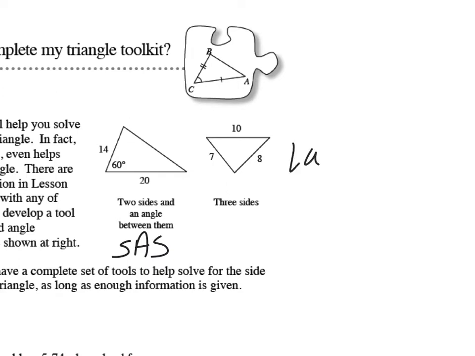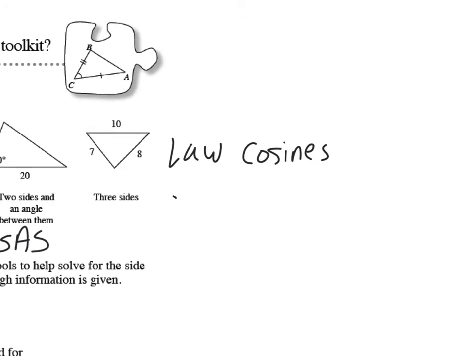Today's lesson is called the law of cosines, and what I'm about to write down is something you should be putting in your notebook. The law of cosines is as follows: c squared equals a squared plus b squared minus 2ab cosine of C.